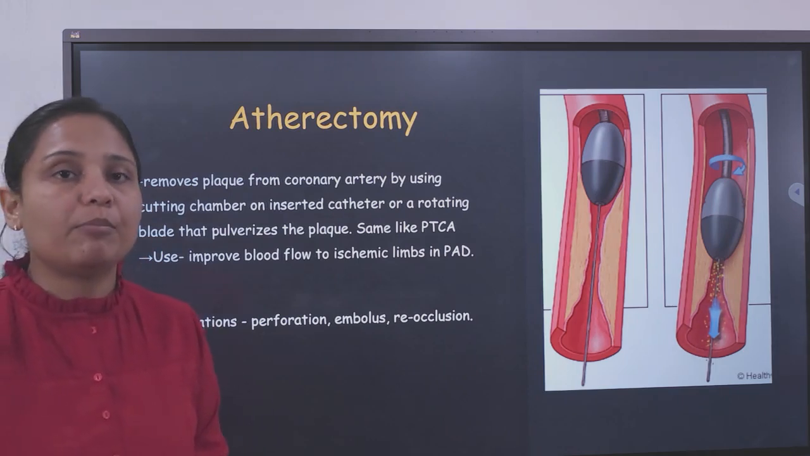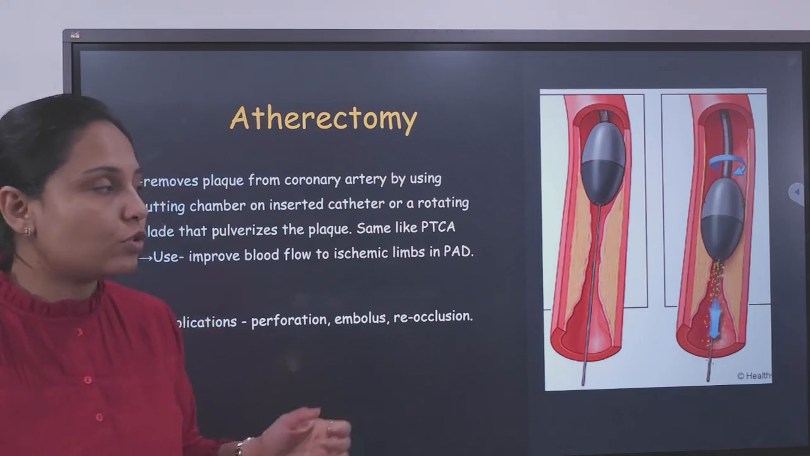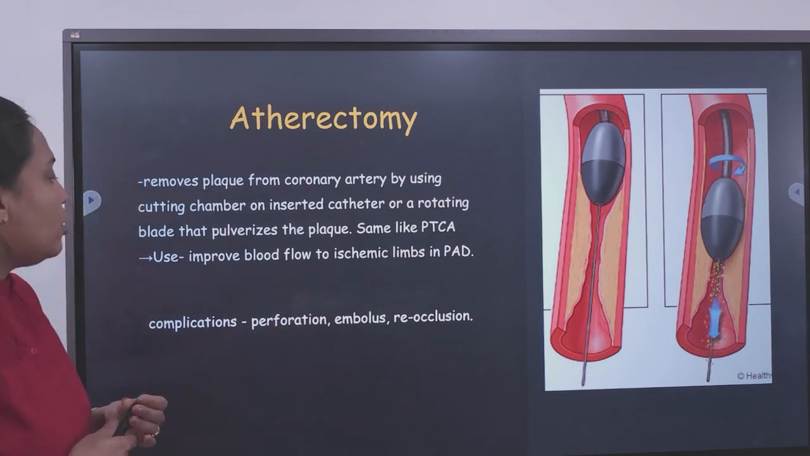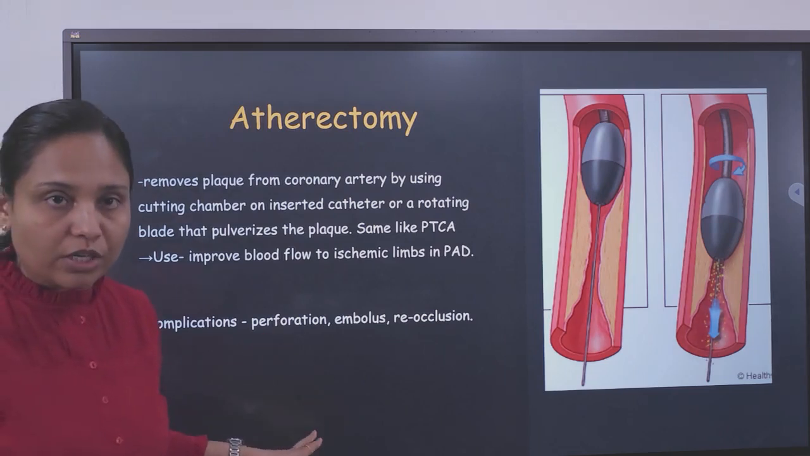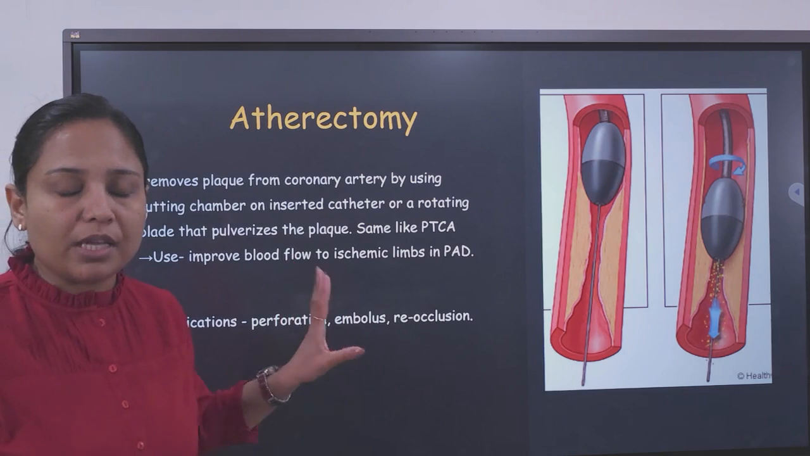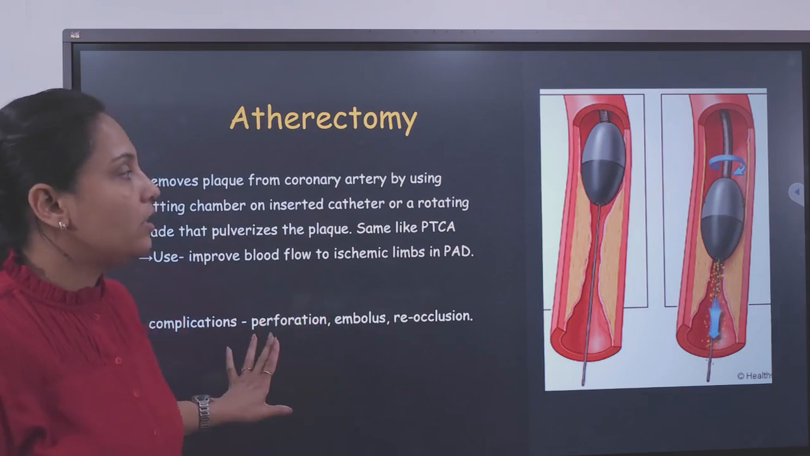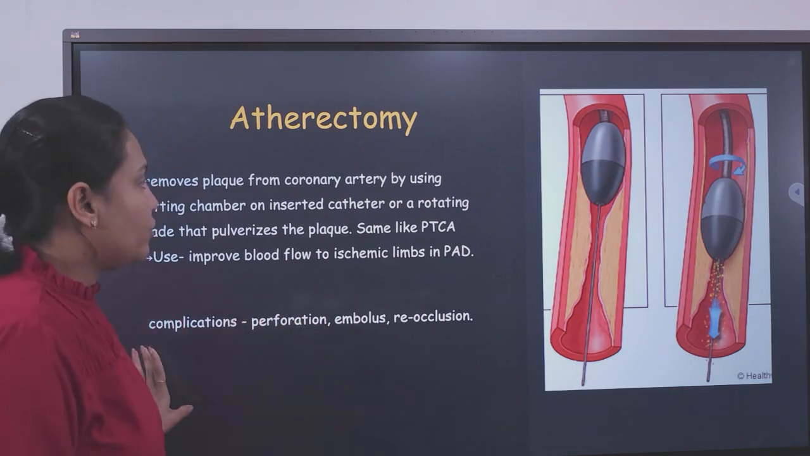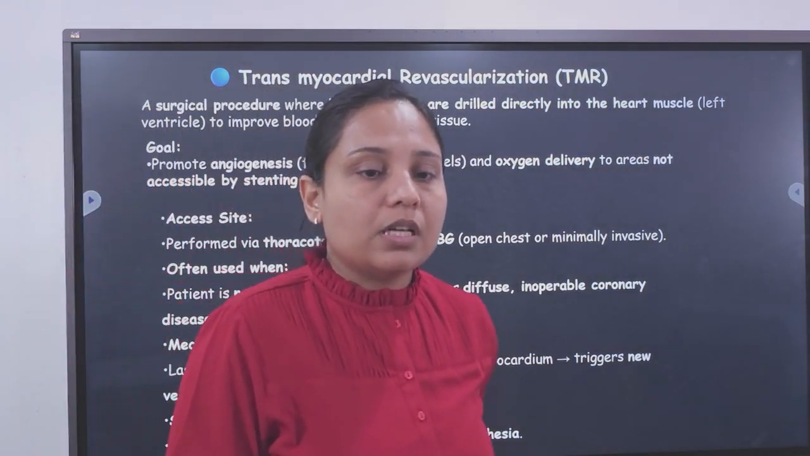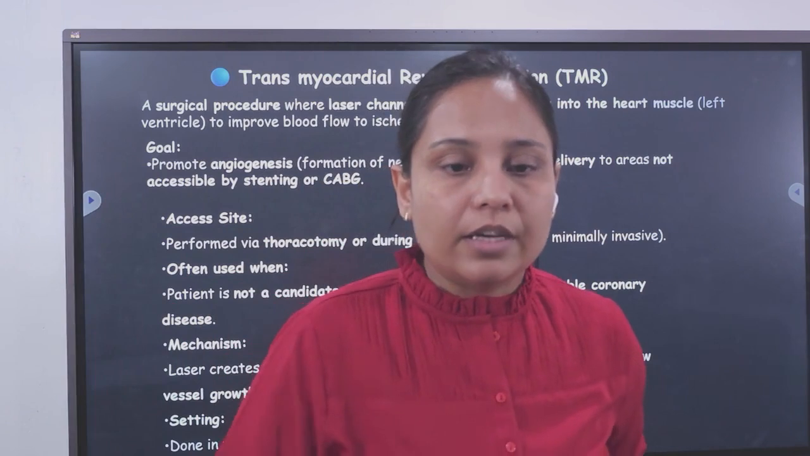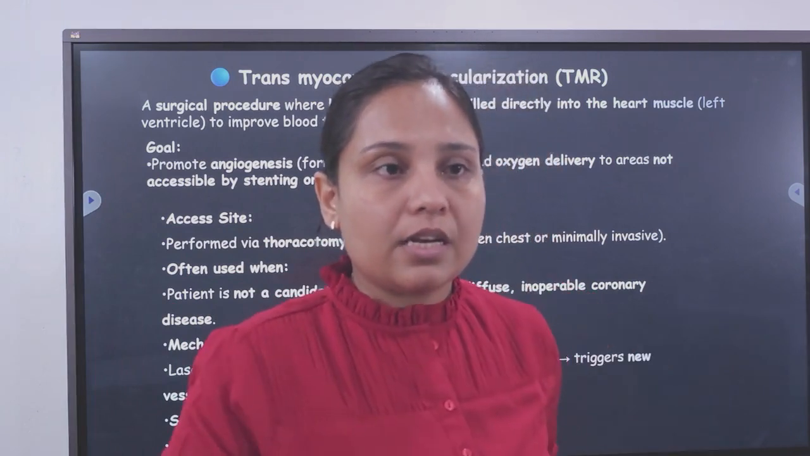Okay, so there are different types of tools available that they can use to remove all these plaques and improve the blood flow to ischemic limbs in peripheral artery disease. Complication with perforation and emboli is the biggest risk that you have to remember. Sometimes you may damage the arteries. Okay, next we do have is transmyocardial revascularization.